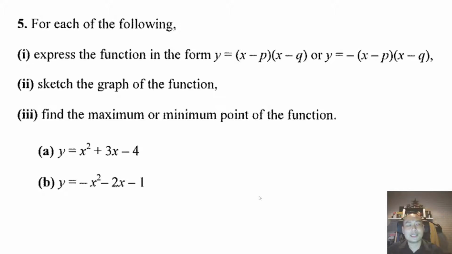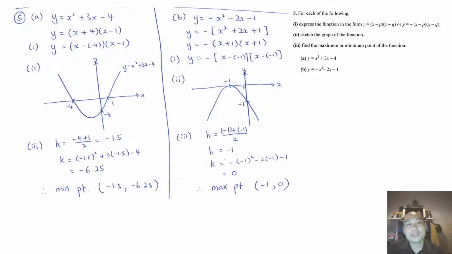You notice that we still get the same information. We still want the same information regardless of which form of the quadratic function we get. Just that the sequence, which information do we get first, which information do we get last, the sequence could be different, but we still get all the same information eventually. So something for you to think about. So here we go.